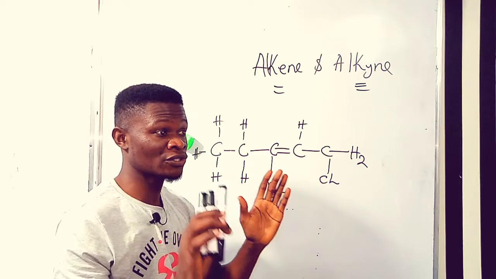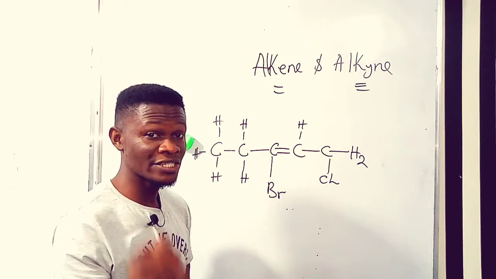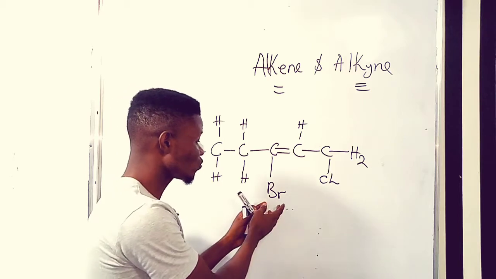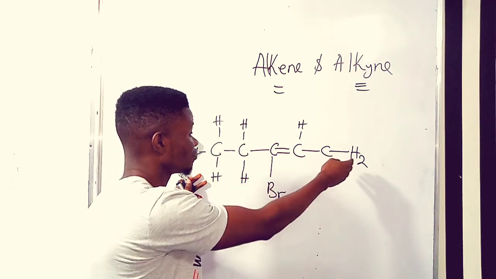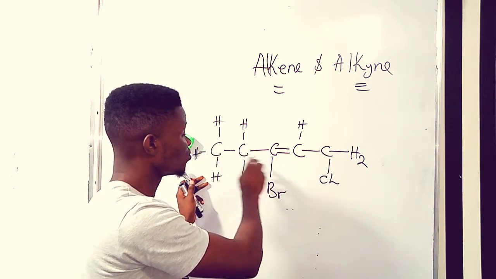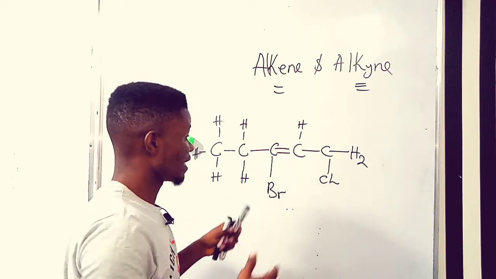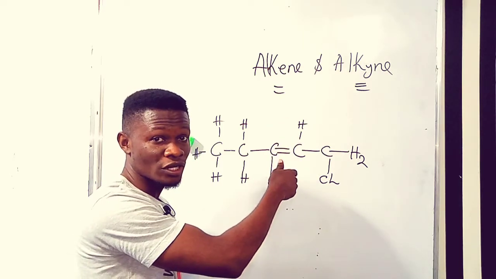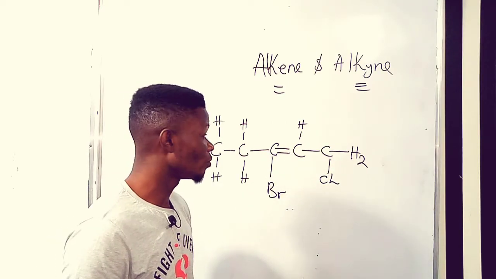So for a correct IUPAC naming, we have to give the least numbering to both the double bond and also the substituent. But we also have the bromine here. So what do we do? If we count from here, bromine will be at the third carbon atom. If we count from here, bromine will be at the third carbon atom. So what do we do? First and foremost, give the least numbering to the double bond.